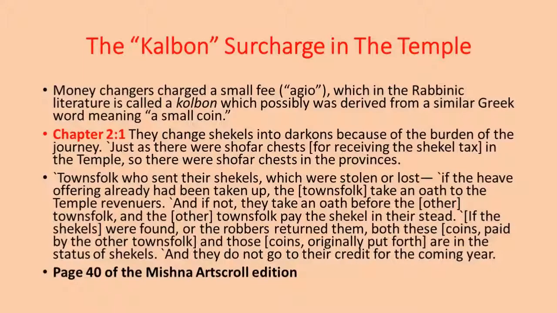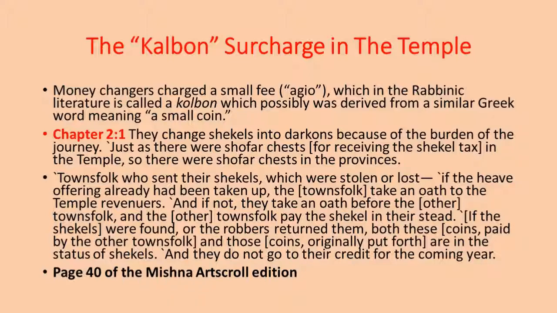Correct. Okay. So just keep in mind, I'm going to end up with a story that's really interesting. In an archaeological find, they figured out that people accepted the surcharges as a way of life. They didn't rebel against it, and some people would even store away money for the future with the kalbon already taken into account. And I'm going to finish off with this in a minute. So, money changers charge a small fee, in Greek called agio, which in rabbinic literature is called a kalbon, which possibly is derived from a similar Greek word meaning a small coin.